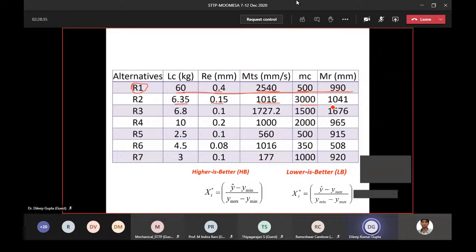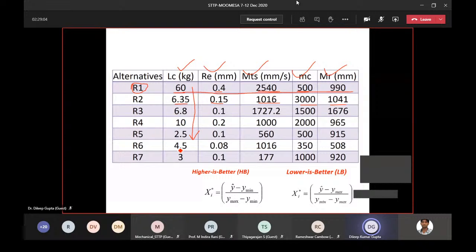Now you can see the variation in this side also. If you are talking about the load capacity for individual criteria, this is criteria number 1, 2, 3, 4 and 5 for 7 alternatives. If you analyze the first criterion itself, it is varying from 60 kg to 2.5. So the maximum value of this loading capacity is 60 and the minimum value is 2.5.